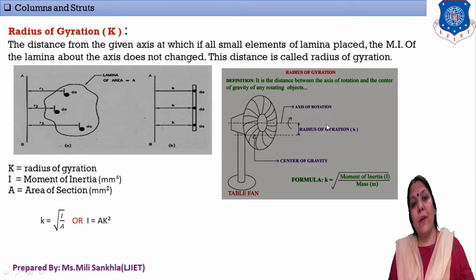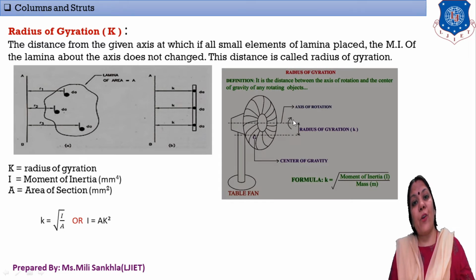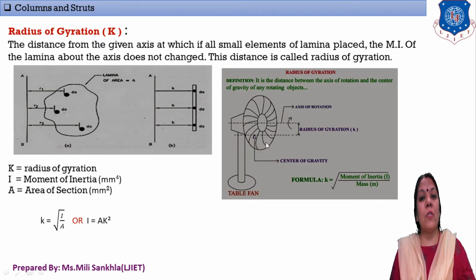Clear? Now in the second figure, the real application of radius of gyration. Here I take one example of a table fan. Look at this, here is the rotation of the blade of the table fan with respect to this given axis. This is the center of axis, and from this center of axis, all blades of the table fan rotate with respect to this constant distance, and this distance is known as radius of gyration. The constant distance where all elements of lamina rotate with respect to the given axis is known as radius of gyration. Clear? That is the concept of radius of gyration.